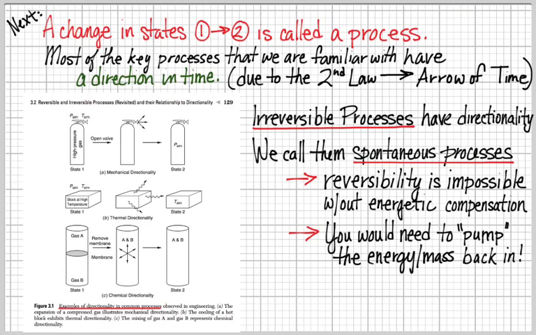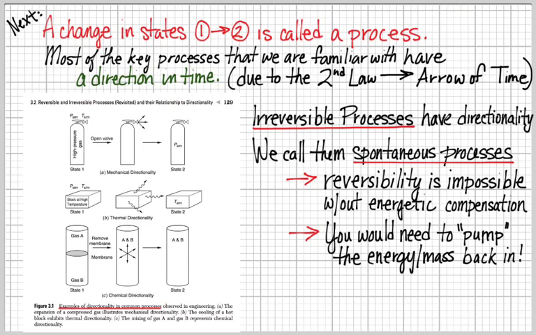So this is a slight correction here in what I was talking about. If I want to reverse a spontaneous process, I need to pump energy and mass back into the system. A reversible process, quote-unquote reversible, is one where we can't tell the direction, and energetically, it would go either direction just as easily.